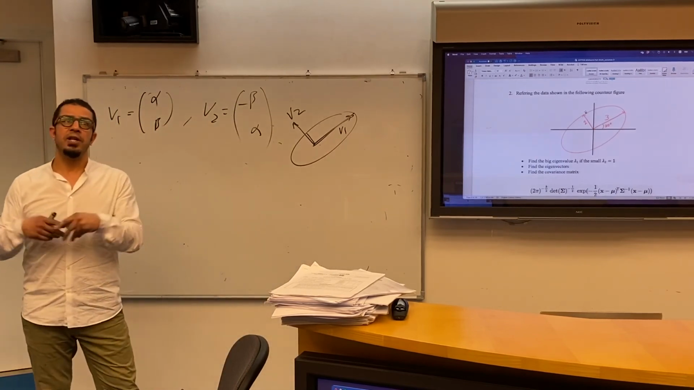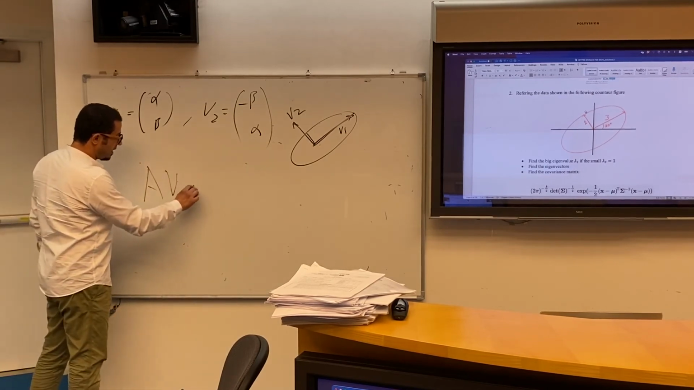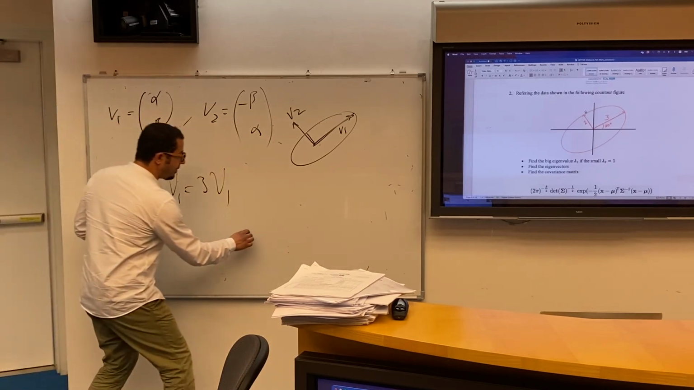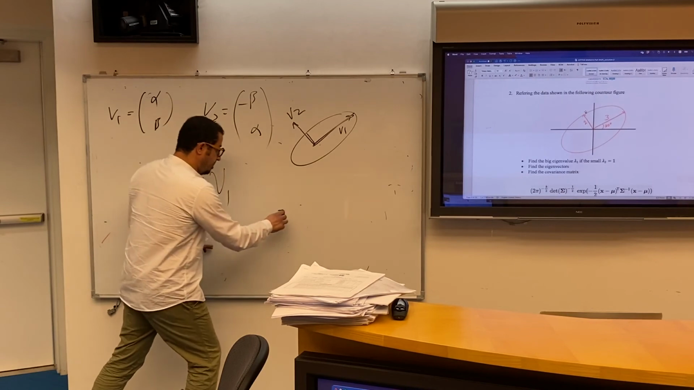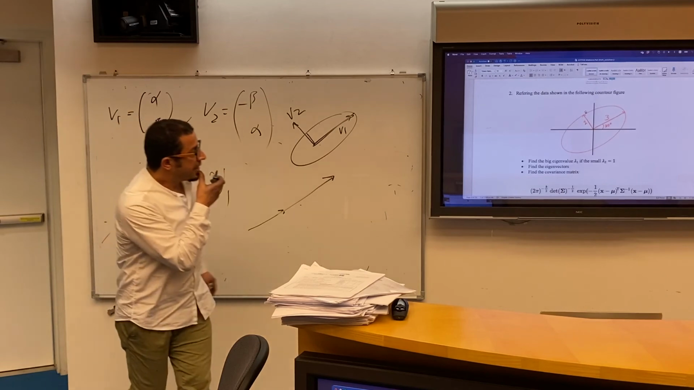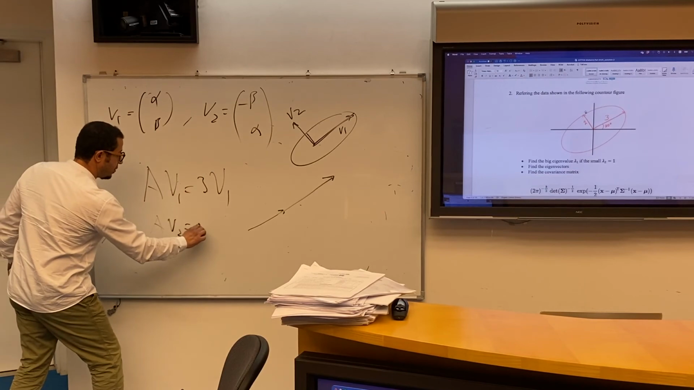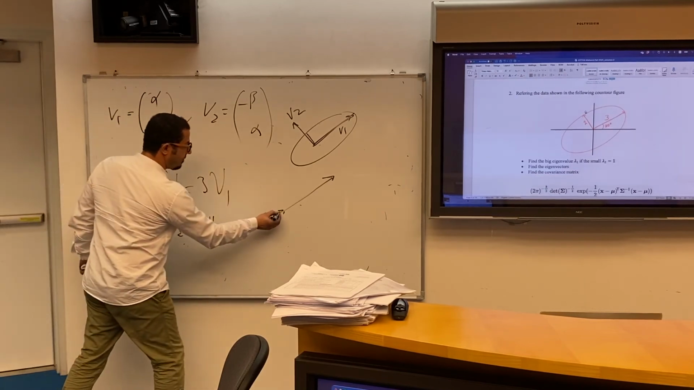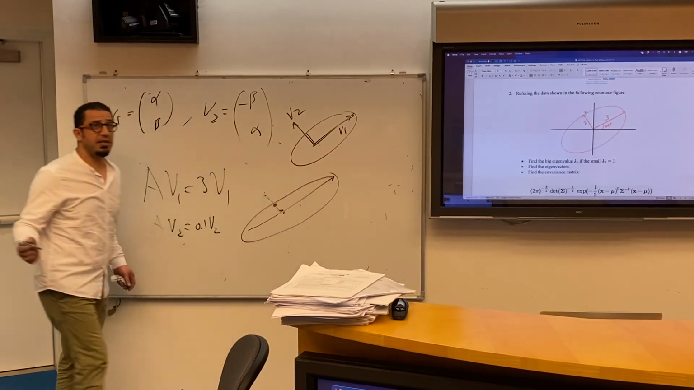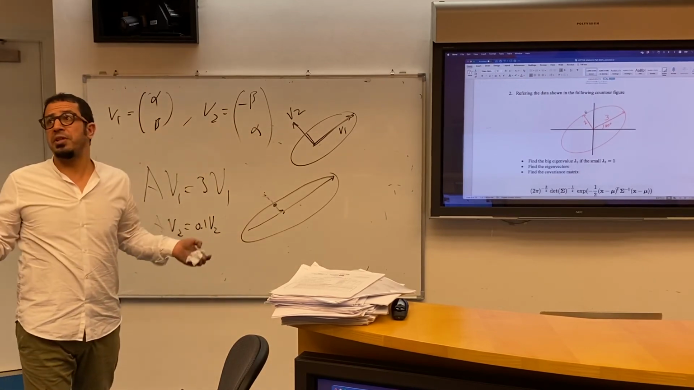Let's give the geometric explanation. What does this one mean? A times V1 equals 3 V1. Give me any vector V1, it will get 3 times bigger. What about A V2 equals 0.1 V2? If you give me a vector in this direction, it will be small. You see the idea here? You do stretching on one side and you compress on the other side. This is what it means in the geometric way.